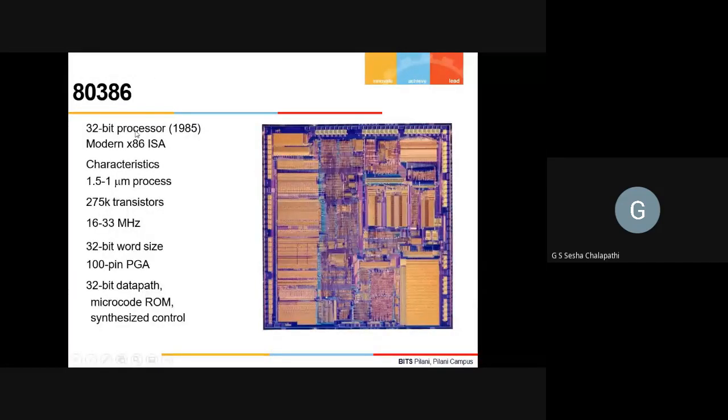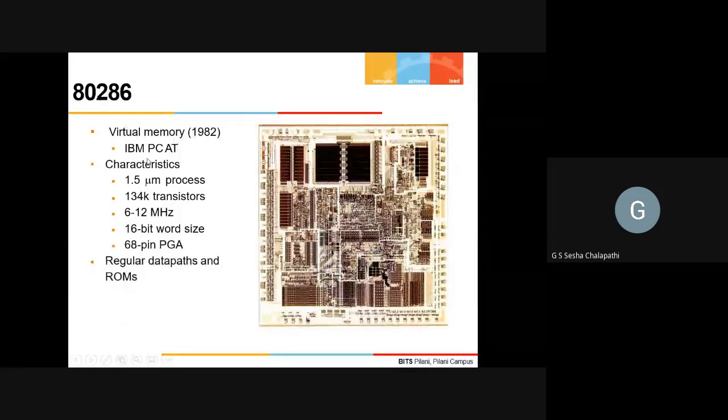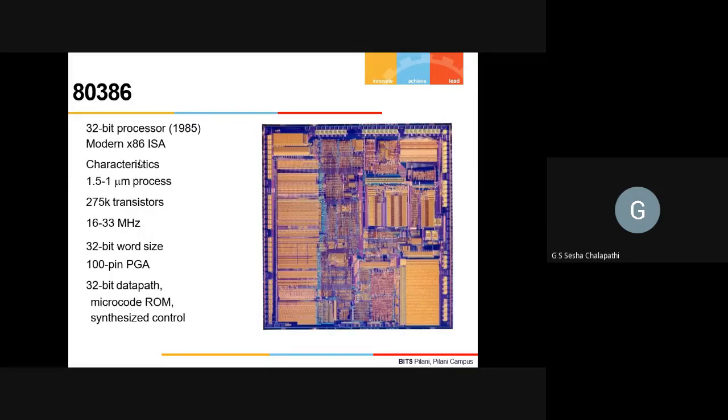80386 is a 32-bit processor. 80286 is a 16-bit processor, though it had 24-bit address lines. However, 80386 had a 32-bit word size and 32-bit address lines. It had a 1.1 micrometer process, and it had 175K transistors operating at 16 to 33 megahertz. It also had this microcode ROM, and it had a very synthesized control.